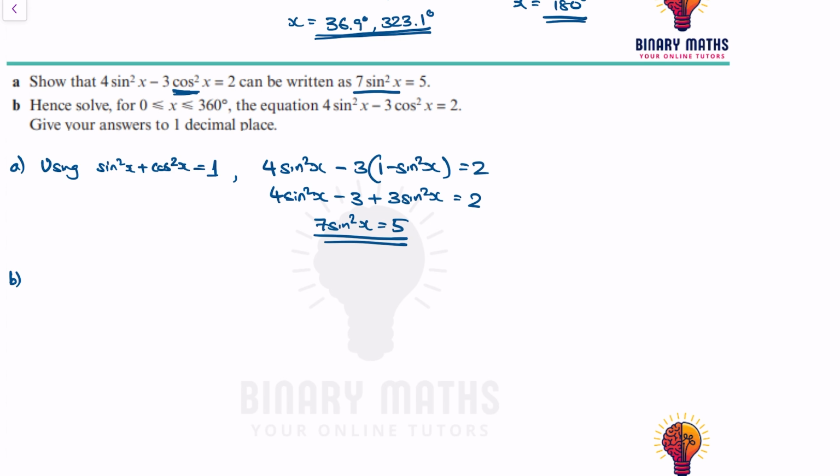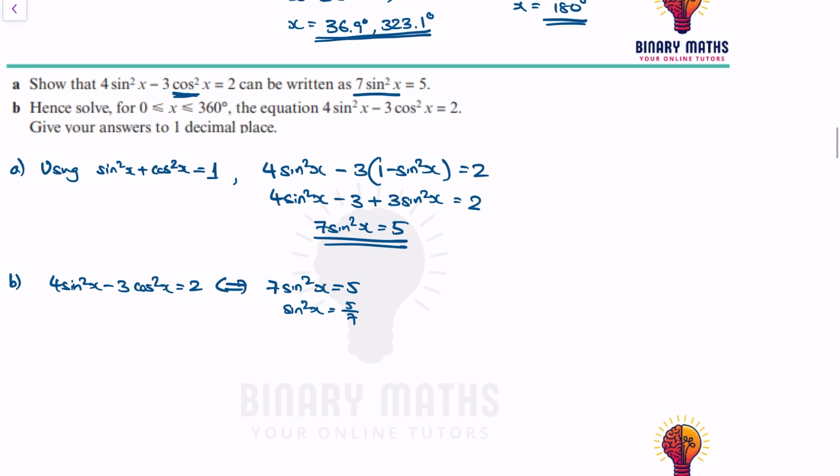Hence, solve for 0 to 360 the equation 4 sine squared x minus 3 cos squared x is equal to 2. Now, because it says hence, it means I need to immediately change 4 sine squared x minus 3 cos squared x equal to 2 to what I've proven. So that's the same thing, because we've already proven this, as solving 7 sine squared x is equal to 5. Which means sine squared x is equal to 5 over 7.